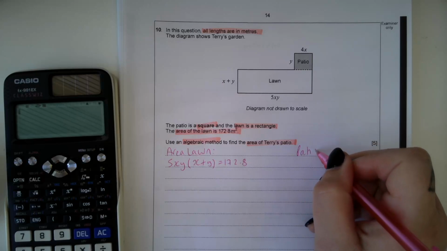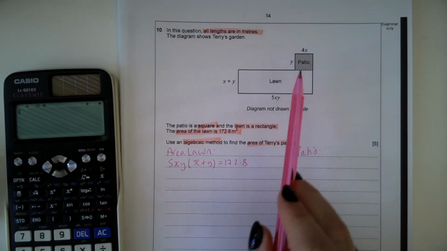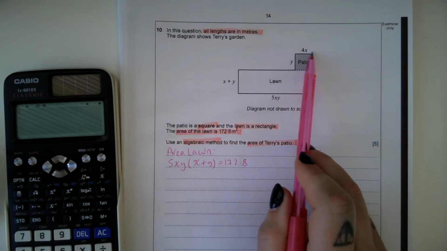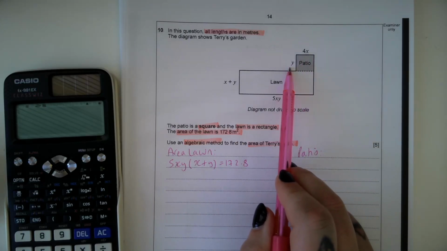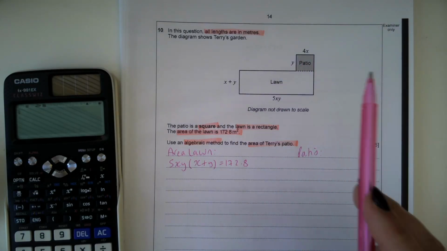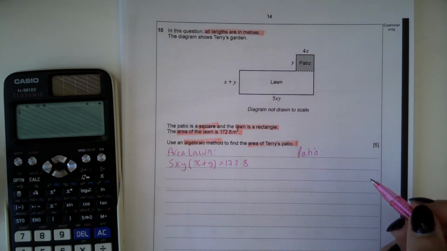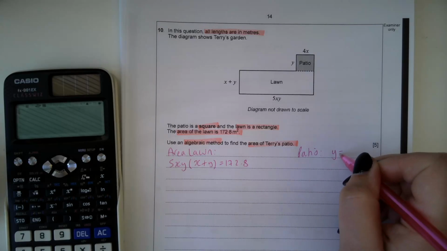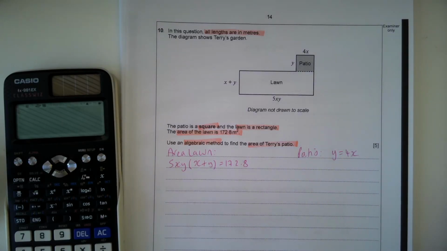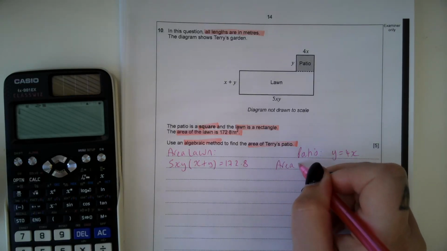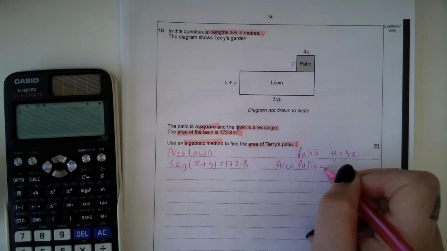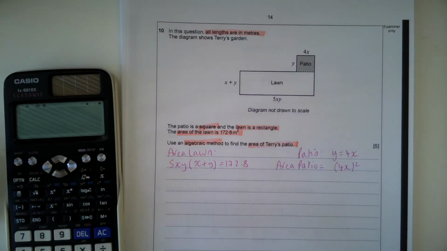Okay, so let's work with the patio. The patio is a square, so all four sides are the same. Even though this side's labelled as 4x and this side's labelled as y, we can say that y is equal to 4x. Okay? y is equal to 4x. And the area of the patio would be 4x squared.